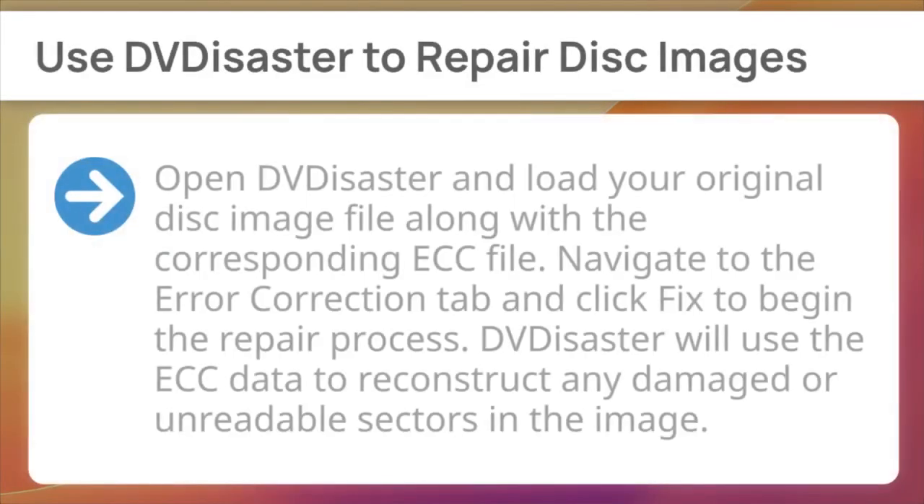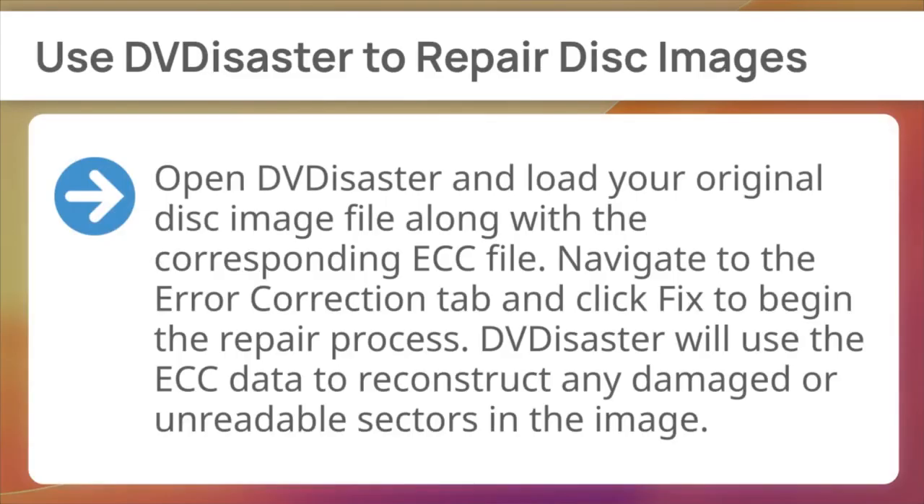First, use DVDisaster to repair disk images. Open DVDisaster and load your original disk image file along with the corresponding ECC file. Navigate to the Error Correction tab and click Fix to begin the repair process. DVDisaster will use the ECC data to reconstruct any damaged or unreadable sectors in the image.